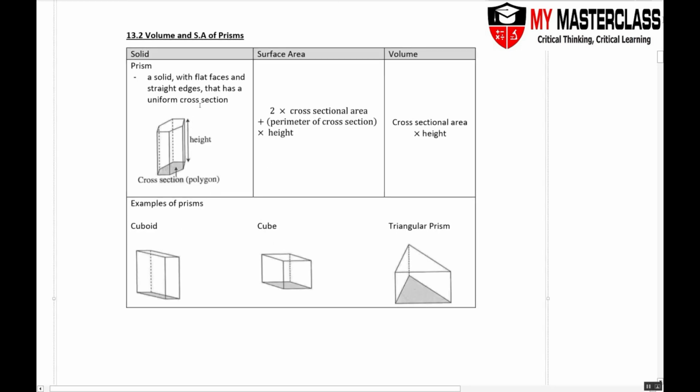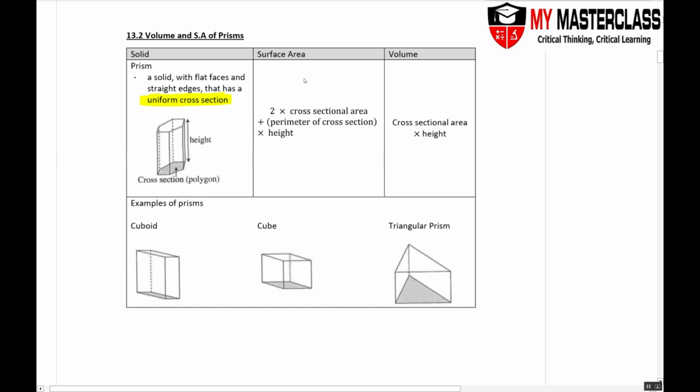So your prism, essentially, the important thing to identify for your prism is the uniform cross section, which means the cross section that applies throughout the figure itself. Take a look at this prism. In your notes it is shaded for you which is the uniform cross section. So when I say uniform cross section, it means this shape applies throughout the entire solid itself.